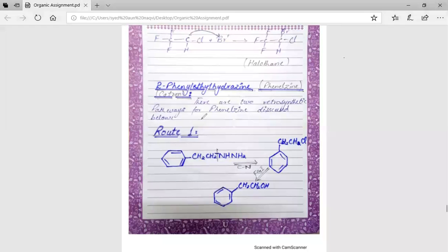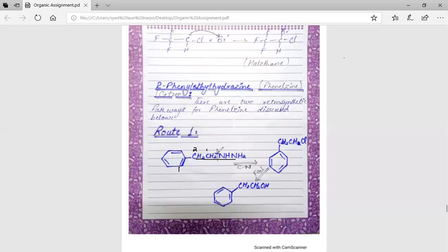The structure of phenelzine is given, 2-phenylethylhydrazine. This is carbon number one and this is carbon number two. The phenyl group is attached at carbon number two, and hydrazine is attached at carbon number one. So this is the parent molecule and this is the substituent. So 2-phenylethylhydrazine is the name of this compound, or the structural formula of the compound phenelzine.